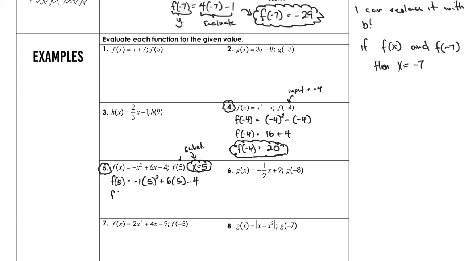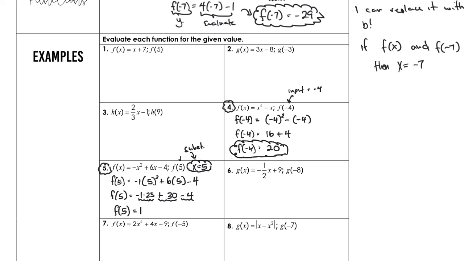So f of 5, evaluating this, 5 squared is what we do first. We get 25, so negative 1 times 25 plus 6 times 5 is 30 minus 4. This is just negative 25, so I'm going to do some mental math. Negative 25 plus 30 is 5, and then 5 minus 4 is 1. So f of 5 equals 1. And that's it. That's the problem.